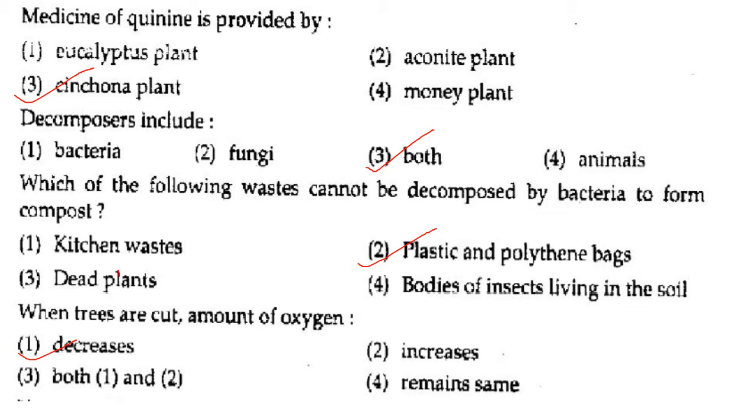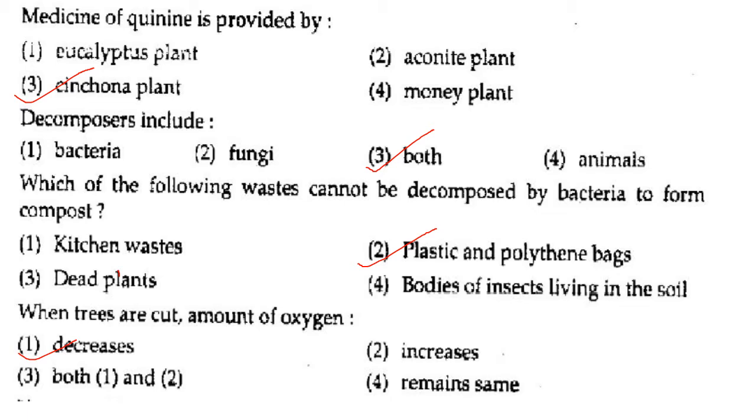Next one. Which of the following waste cannot be decomposed by bacteria to form compost? Option 1, kitchen waste. 2, plastic and polythene bags. 3, dead plants. 4, bodies of insects living in the soil. Answer is option 2, plastic and polythene bags.